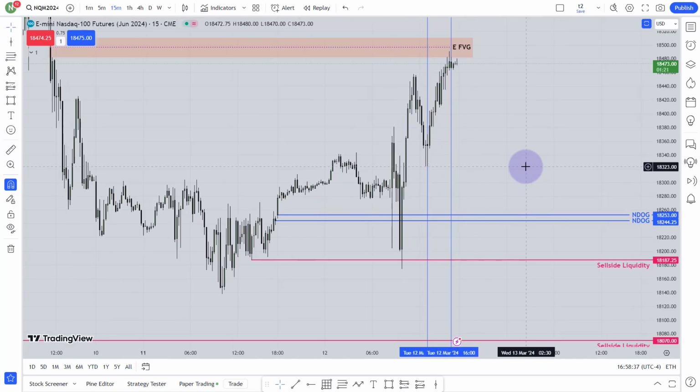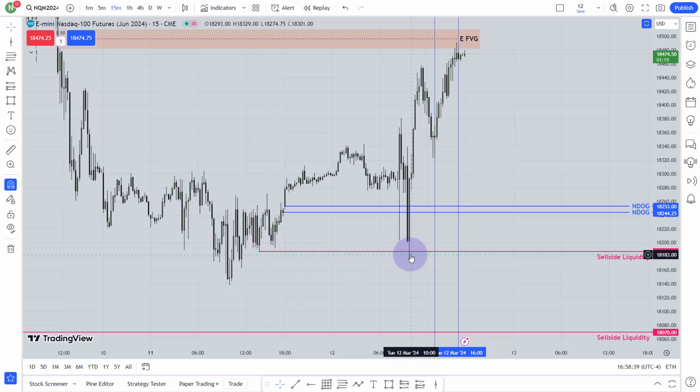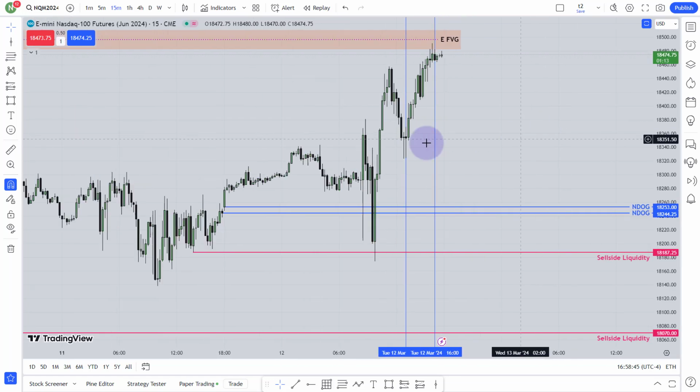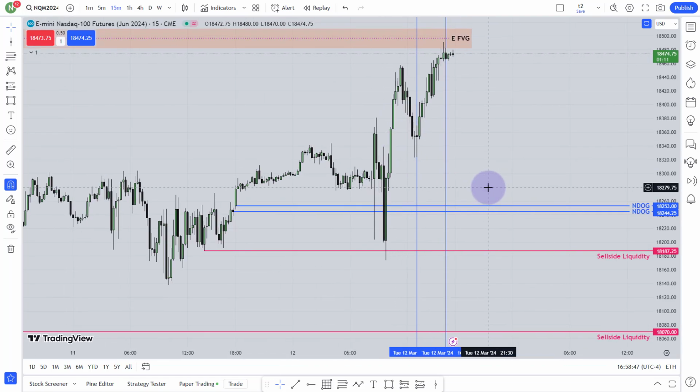Now I will talk about the PM session. Market has taken the sell side liquidity, went higher, right? This is the market structure shift from the 15-minute chart. Where is your last fair value gap from the 15-minute chart?